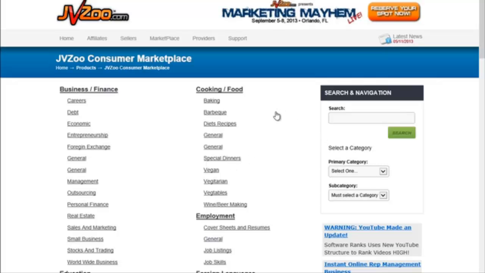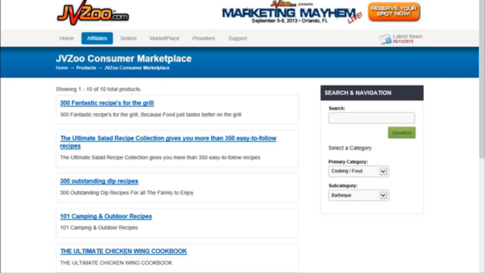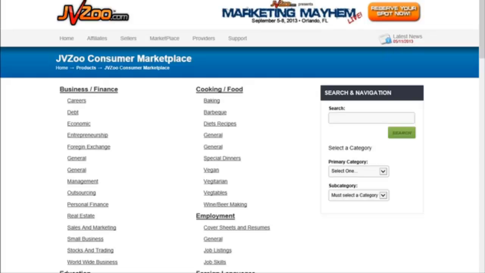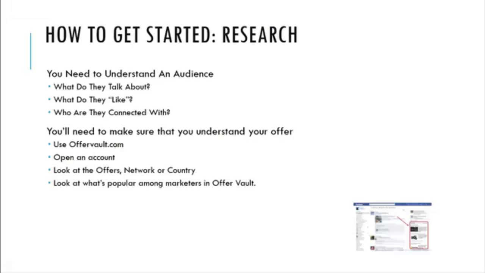Okay, so JVZoo has a number of offers that you can look through to find the offer that suits the audience that you're looking to get to. You can also use Warrior Plus, which has offers for the Warrior Forum, and it's pretty much just for folks who are in the make money online niche. Okay, so you'll need to do a little research on which offer best fits your audience, and looking at the network and making sure that you've got a network that's going to pay you.